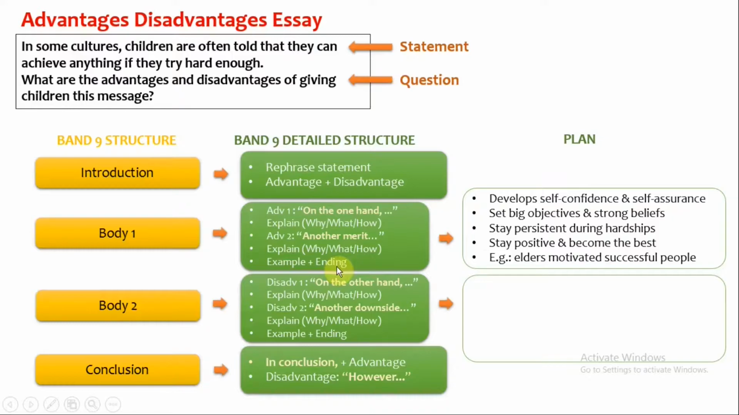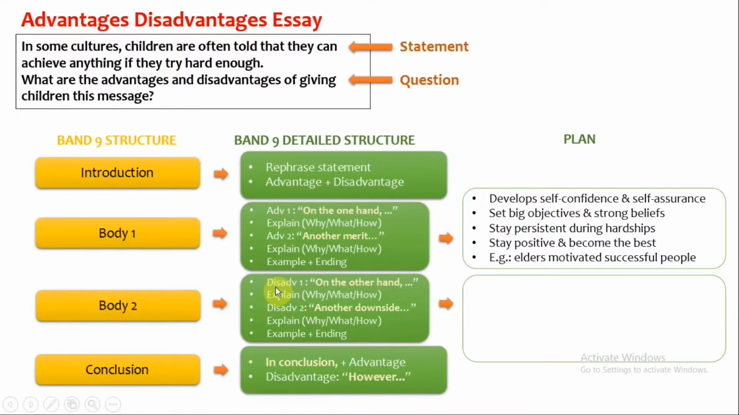Finally, the ending sentence summarizing this para is combined with this example sentence at the end because I didn't want to lengthen the para. If you want, you can have a separate ending sentence and that's okay too. Body 1 is done. Next, write about disadvantages for body 2.